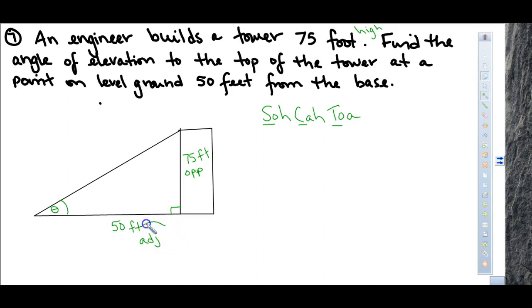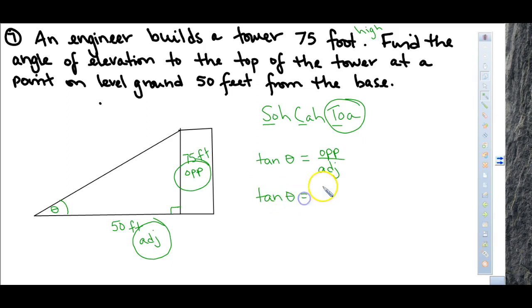Which trig function uses adjacent and opposite? Did you get the hint? It's this one. Yes. So tangent theta is equal to the opposite divided by the adjacent. So tangent theta is equal to 75 divided by 50.